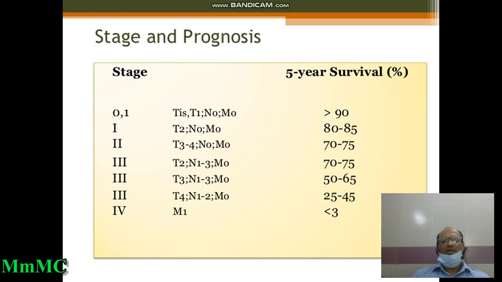আমরা যদি stage 2 তে যাই, T3, T4 হলো involving the serosa, involving the adjacent structure, N0 M0 যদি হয় তাহলে এই ক্ষেত্রে আমাদের 5 year survival rate 70 to 75%। আমরা যদি অ্যাডভান্স স্টেজে যাই, স্টেজ 4 ডিস্ট্যান্ট মেটাস্টেসিস, আমাদের 5 year survival rate less than 3%, that is very hopeless.